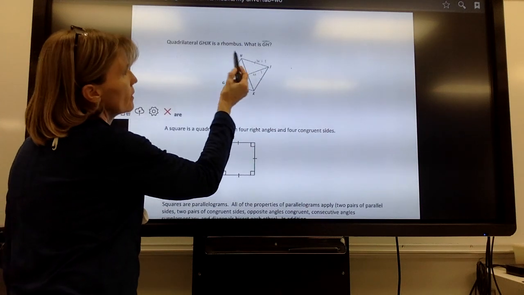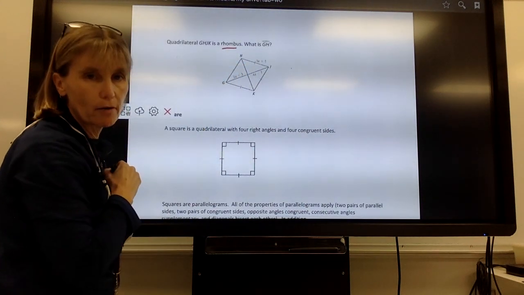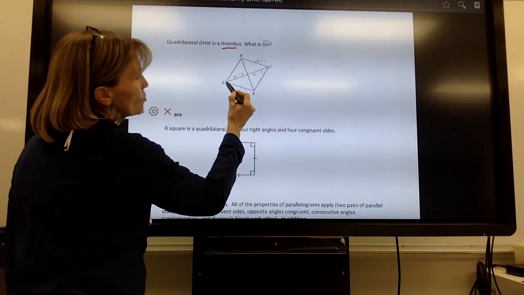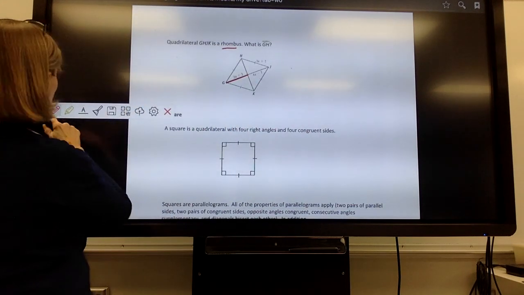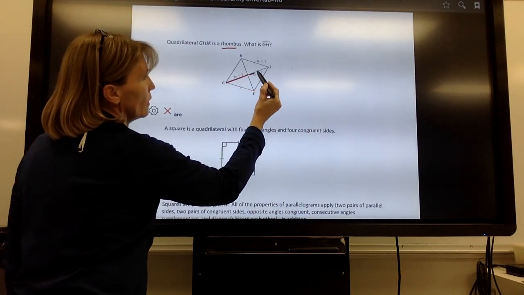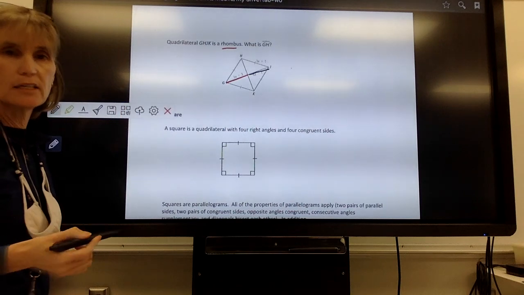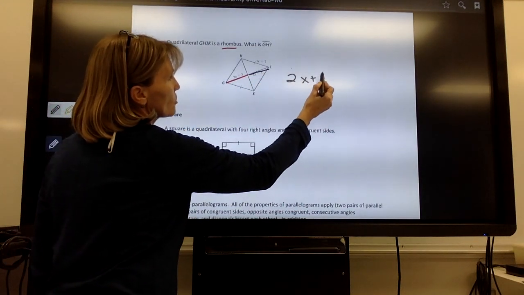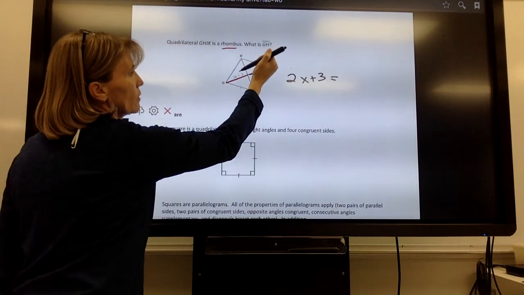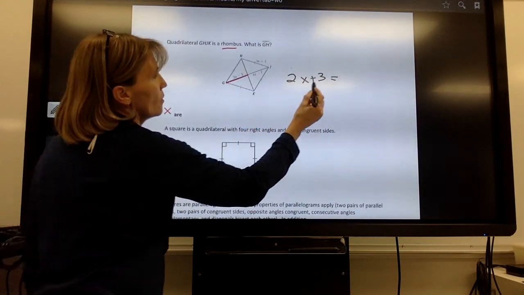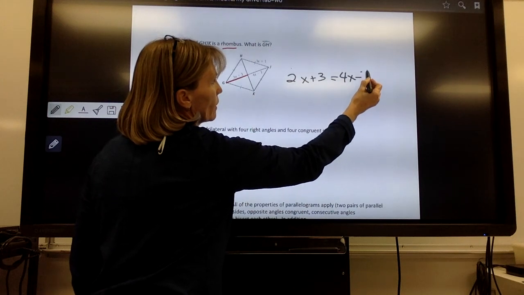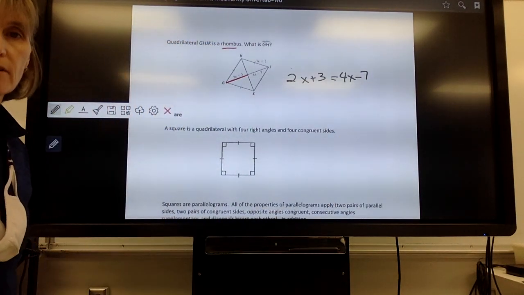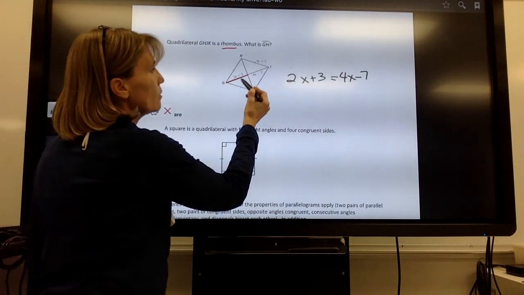I know that since the rhombus is a parallelogram, the diagonals bisect each other. So what do I know about this distance and this distance? If they bisect each other, that means these are congruent. So I would say 2x plus 3 equals, gotta go back and see what that says, 4x minus 7. So I can write an equation. I do have enough information. These are going to be equal to each other.